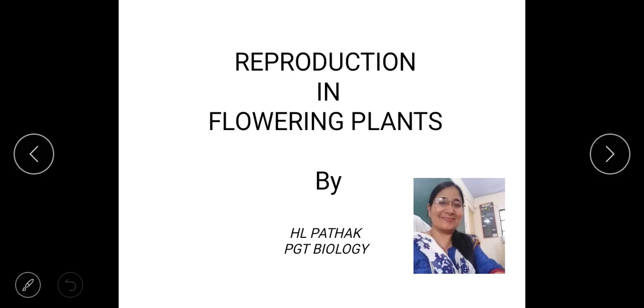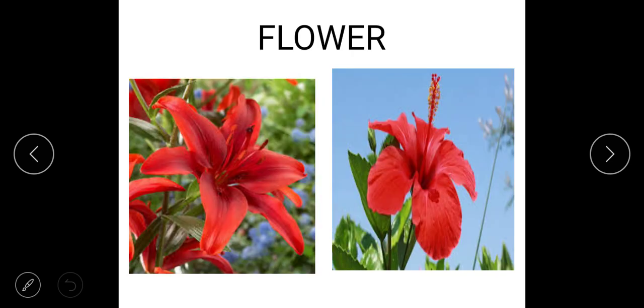Dear students, today I am in the second chapter of class 12th biology, that is reproduction in flowering plants. As we all are aware, the flower is the main part of the plant that helps in sexual reproduction. It consists of four whorls: calyx, corolla, androecium and gynoecium. Androecium is the group of stamens, whereas gynoecium is the group of pistils.